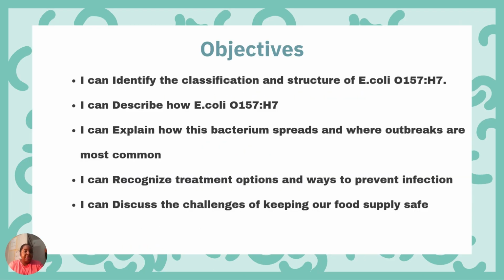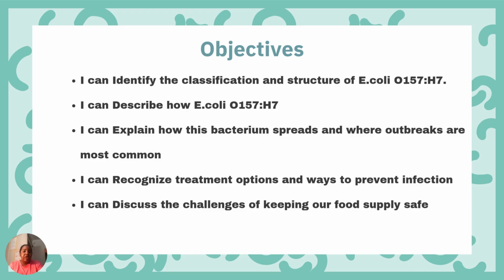So take a look at these objectives on the screen. Before we begin, I'll give you a quick overview of what will be covered in this lesson. We will first talk about how E. coli O157:H7 differs from the normal strain that lives in our gut. Although most strains of E. coli are harmless and even helpful, this particular strain has special features that make it very dangerous.